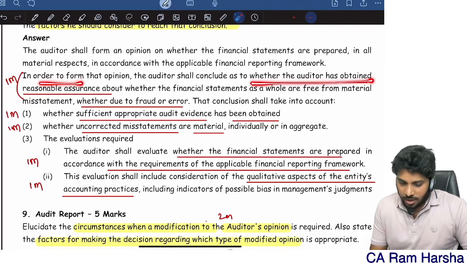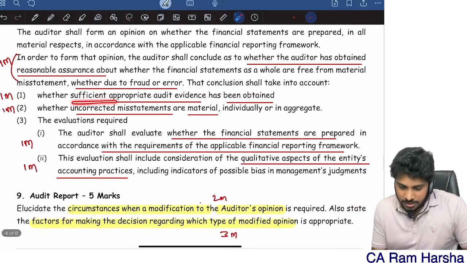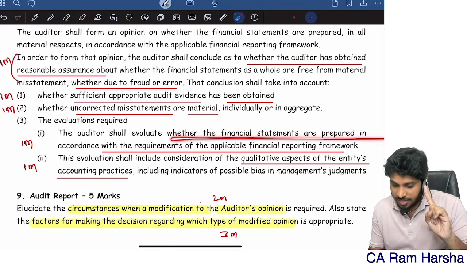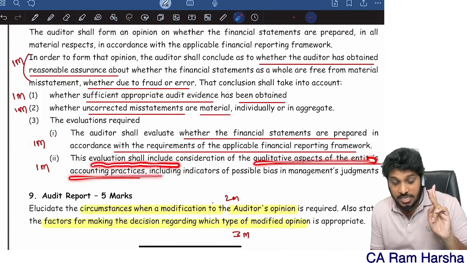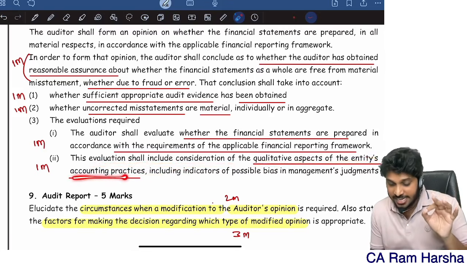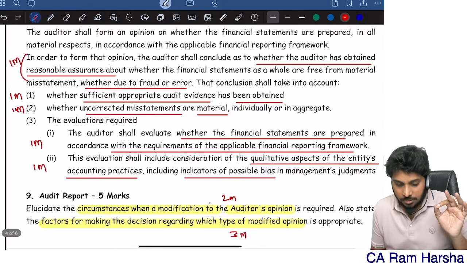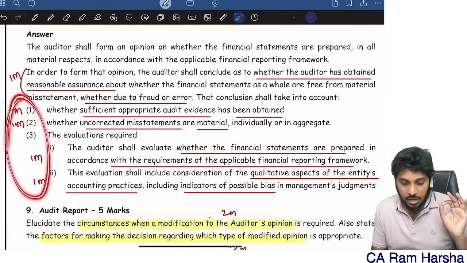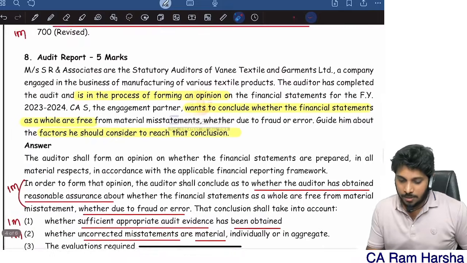In order to form an opinion, whether the auditor has obtained reasonable assurance whether the financials are free from misstatements, whether due to fraud or error. Introduction, 1 mark. The auditor shall take into account the following: whether sufficient appropriate evidence has been obtained, one of the factors, 1 mark. Uncorrected misstatements are material, 1 mark. Whether financial statements are in accordance with the applicable financial reporting framework, 1 mark. Qualitative aspects: evaluation includes consideration of qualitative aspects of the entity's accounting practices, including indicators of possible bias, 1 mark. So totally intro 1 mark, and 4 factors, 1 mark each. If any of these points is missing in your answer, you will not get the mark. So totally 5 out of 5.